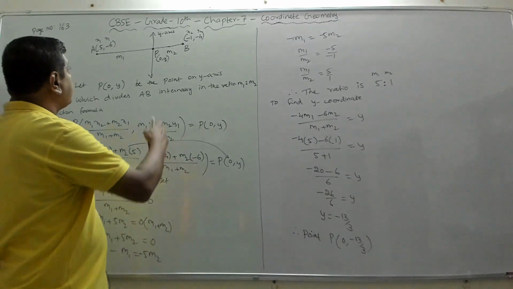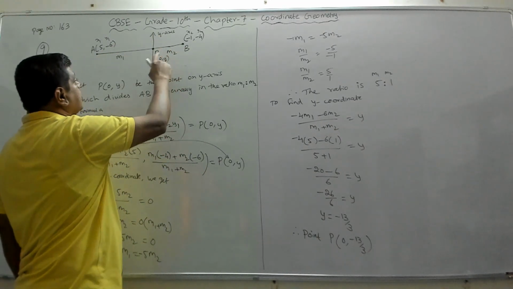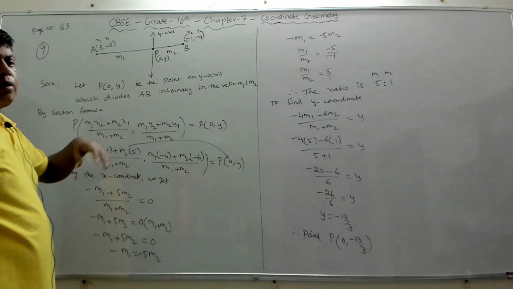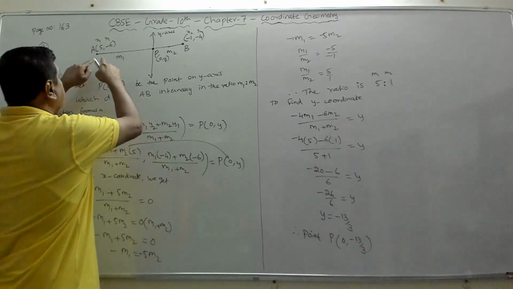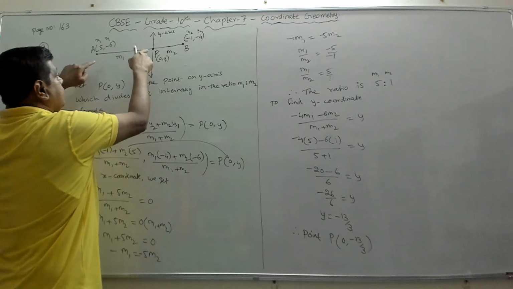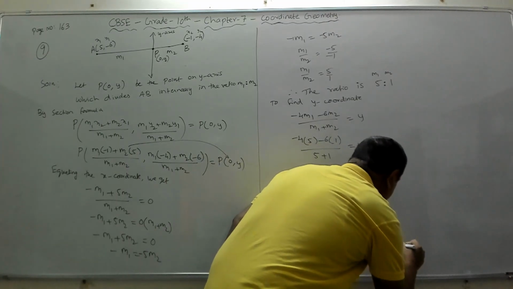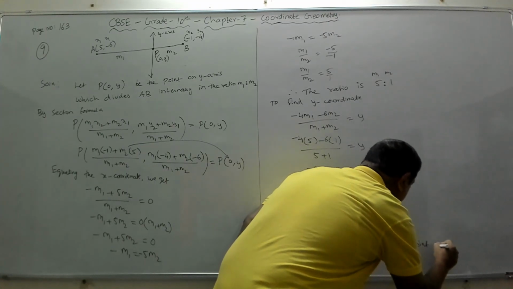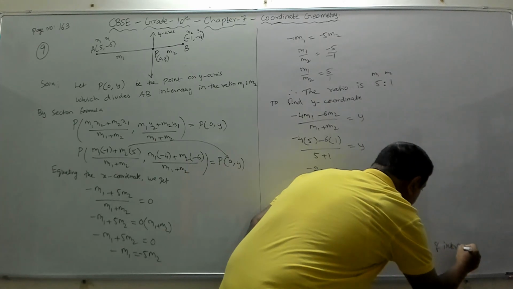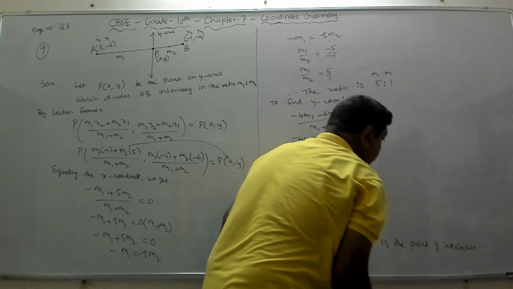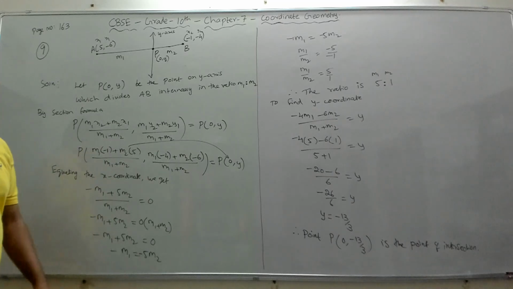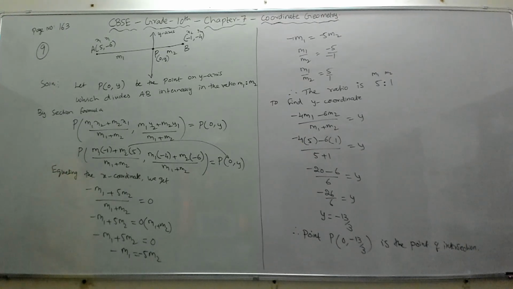That is the point where your y-axis intersects the line AB. That is the point of intersection, where AB and the y-axis will meet at this point. So P is the point of intersection of the y-axis with AB. Fine. So all of you can pause the video and take the notes. I will go to the next problem, which is problem number 10.